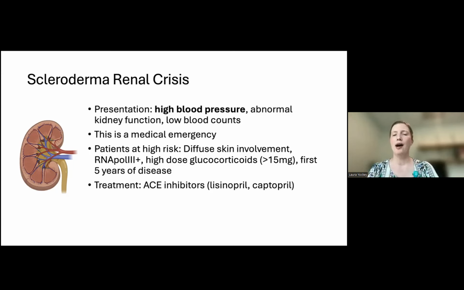immediately seek medical care. Patients who are high risk, so these are patients with diffuse skin involvement, early during their disease, who have the antibody marker of RNA Pol3, in particular if patients are on glucocorticoids. This can be a trigger of scleroderma renal crisis or associated with higher risk of it. So we often will avoid steroids in patients with scleroderma whenever possible, but sometimes it might be necessary for treatment of things like interstitial lung disease. And the treatment of this is important to do under really close monitoring. So usually patients are admitted to the hospital, and we use ACE inhibitors such as lisinopril or captopril to treat it. And if it's not treated, it can go on to kidney failure. So that's why it's so important to know about this and get prompt evaluation for it.